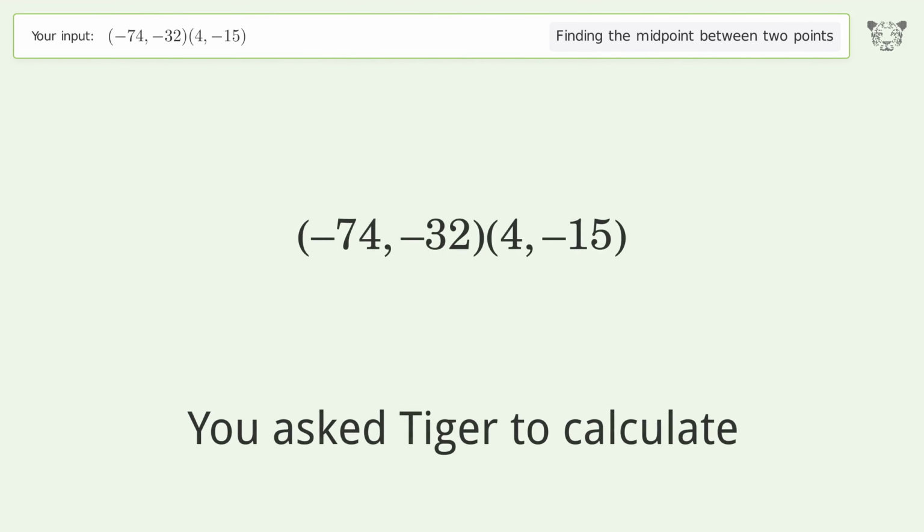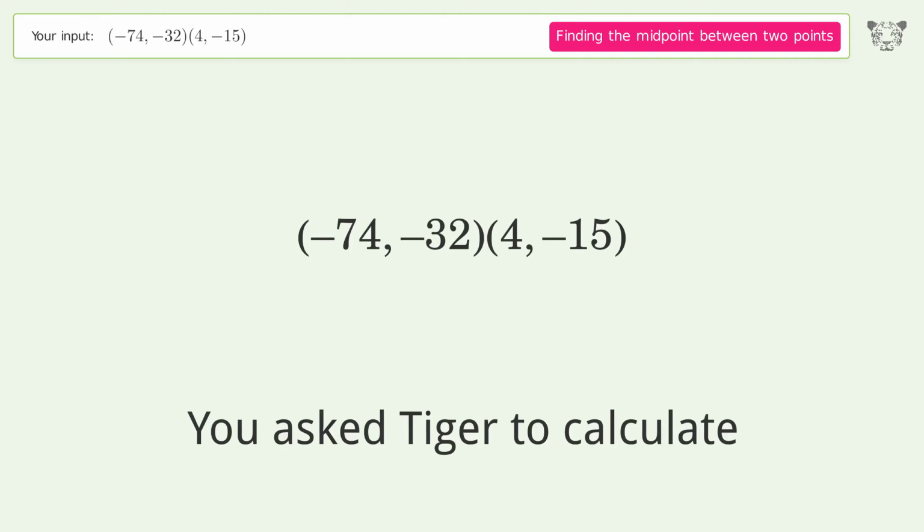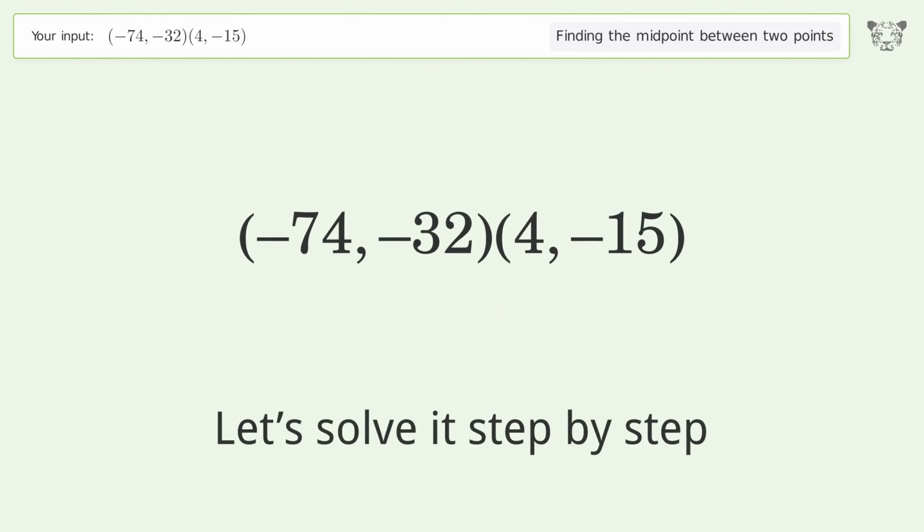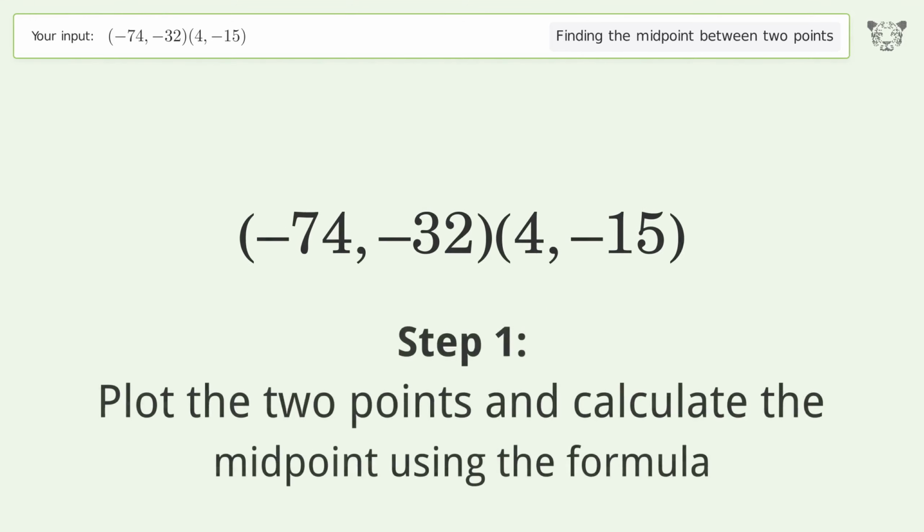You ask Tiger to calculate. This deals with finding the midpoint between 2 points. The midpoint between the 2 points is -35, -23.5. Let's solve it step by step. Plot the 2 points and calculate the midpoint using the formula.